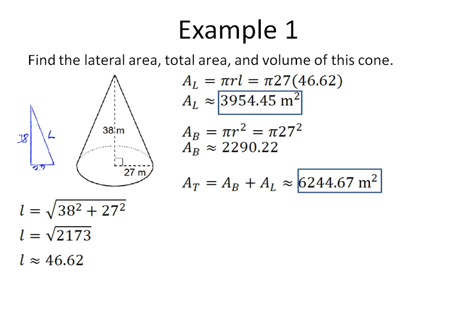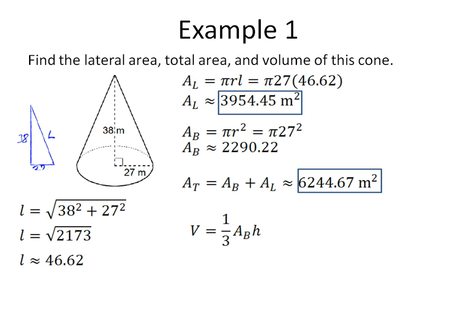So we want the total area, which is going to be given by the area of the base added to the lateral area, which gives us approximately 6,244.67 square meters. And we got that by taking the 3,954.45 we found in the lateral area and adding the base area of 2,290.22 to it.